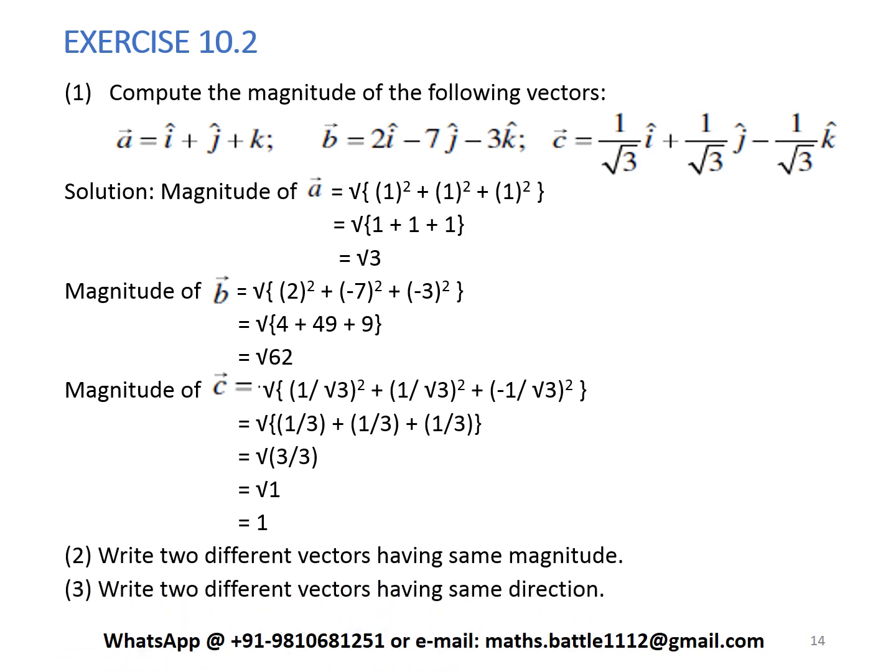Third question: write two different vectors having the same direction. We know that vector A and lambda A have the same direction provided lambda is positive. So A and 2A are different vectors having the same direction. That's it.